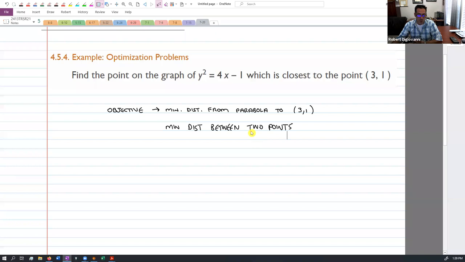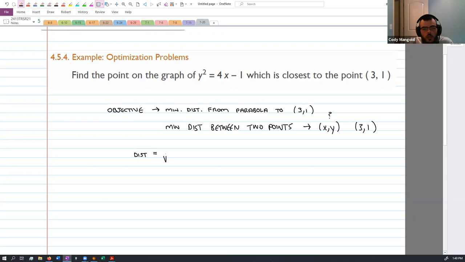One of those points is on the parabola. The other point is given to us, right? Do y'all understand that? The two points we have, one of them is on the parabola and I don't know what it is. And the other point is (3, 1). We want to minimize the distance between those two points. So we need a formula for the distance, right? If we want to minimize the distance, we need to figure out what the distance between those two points is. So what is the distance between two points?